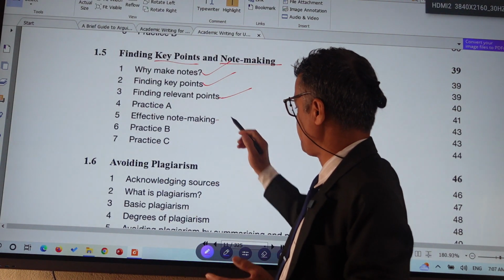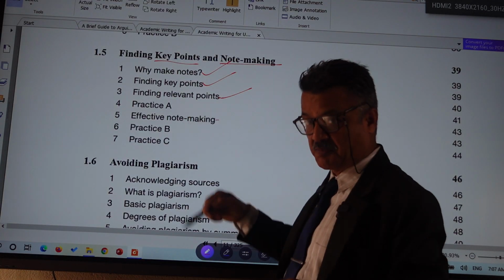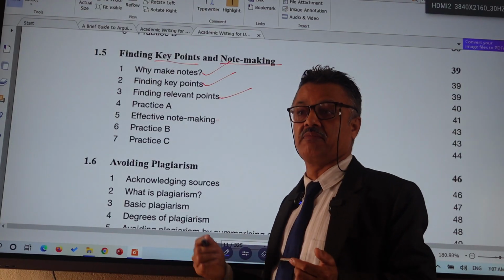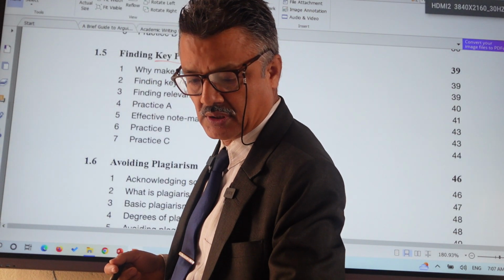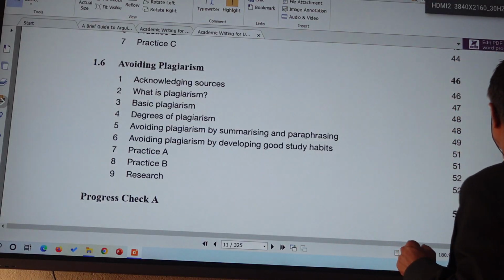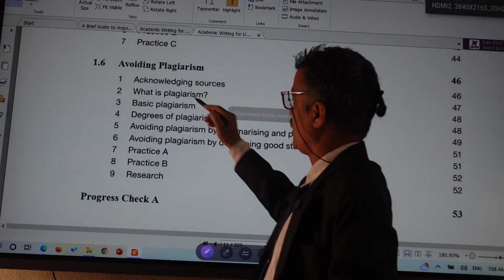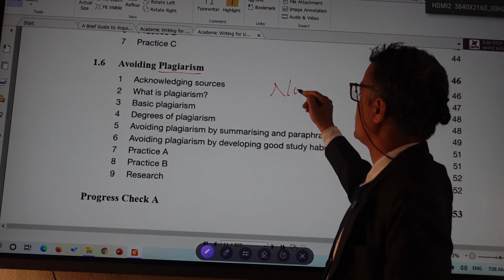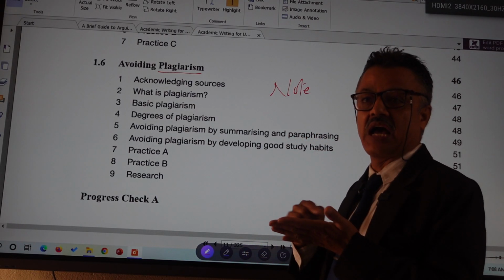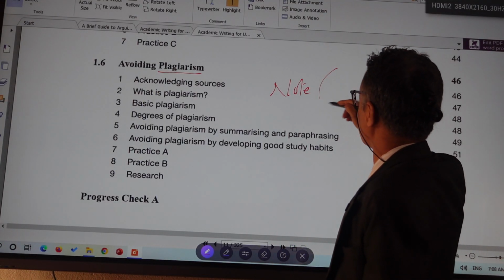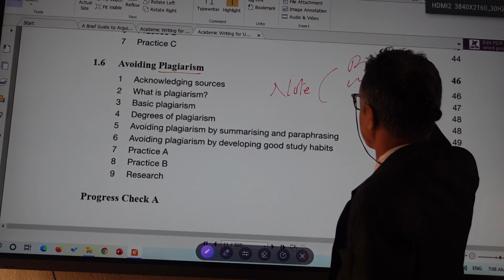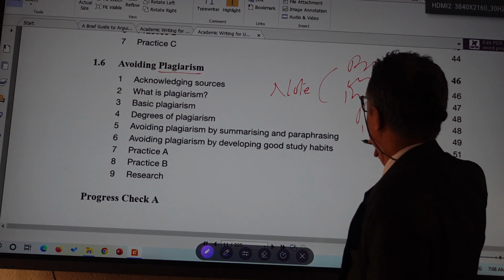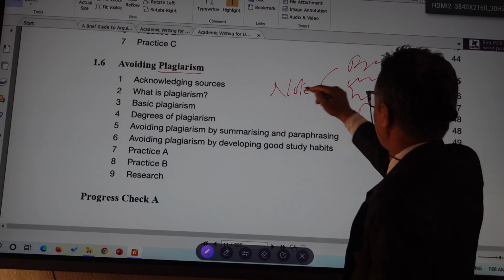Okay, effective note making. If you read this book, all these things are explained in it. It is not in your course, I'm sorry to say that, but it is a very relevant book for you. Then as you start writing, the most important thing is to avoid plagiarism. How do you avoid it? Every time you note something, write the book name, author's full name, publisher's full name, year of publication and page number for every single note.